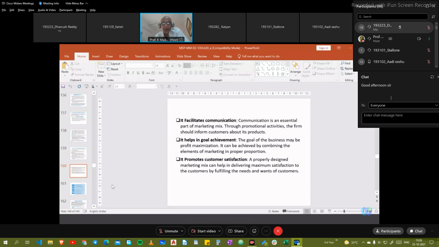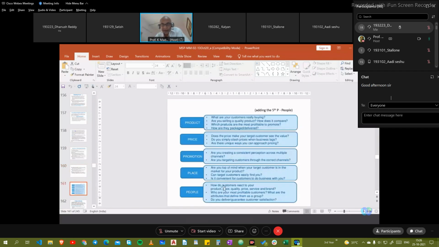Yeah. You see the last box here. First few questions we have already considered. The people component, we are trying to add the fifth P. How do customers react to your product, price, quality, and service and the brand? Who are your most profitable customers? What are the attributes that define them as a group? And do you deliver guarantee customer satisfaction?